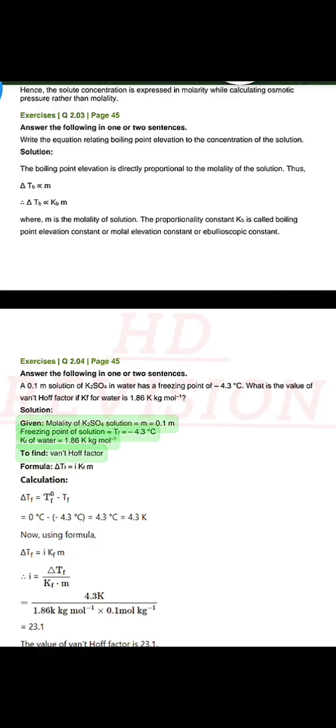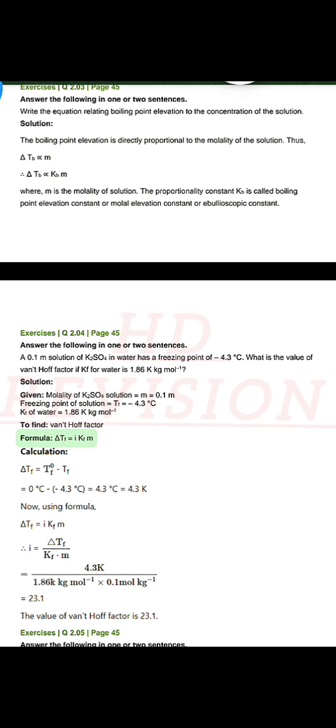Solution. Given: molality of K2SO4 solution m = 0.1 molal, freezing point of solution ΔTf = 4.3 degrees Celsius, Kf of water = 1.86 K kg mole^-1. To find Van't Hoff factor. Formula: ΔTf = i Kf m.